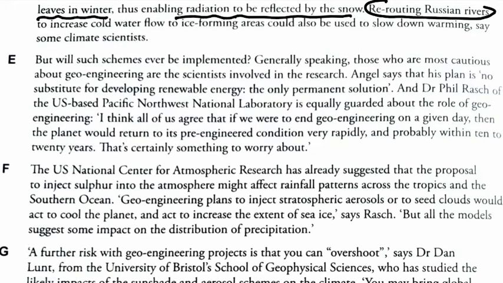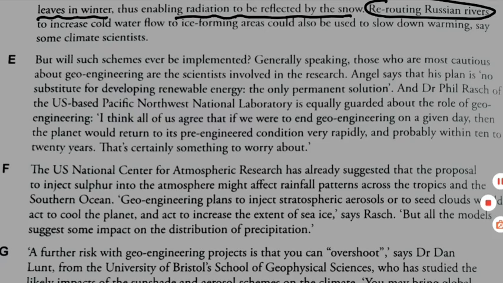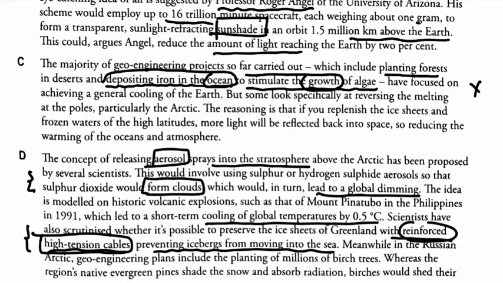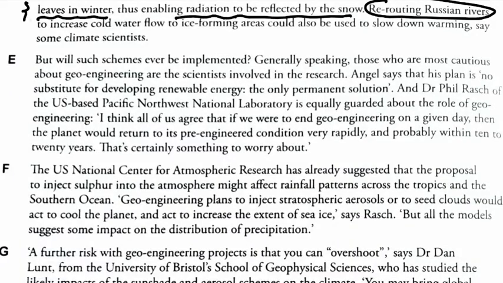Guys, leaves in winter, just a minute, let me connect. The word is, guys, birches would shed there, and where? In the Russian Arctic. Geoengineering plans include the planting of millions of birch trees. Here, these birch trees are losing their leaves in winter, and due to this they are enabling radiation to be reflected by the snow.